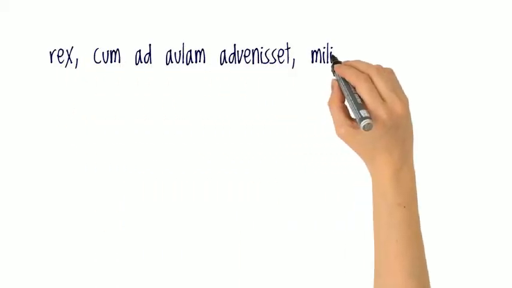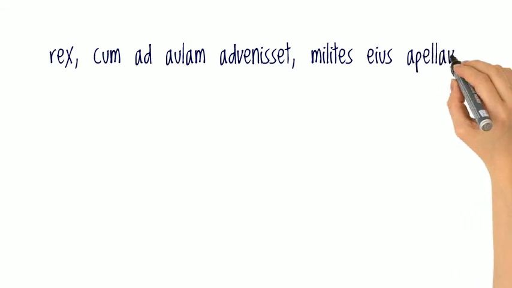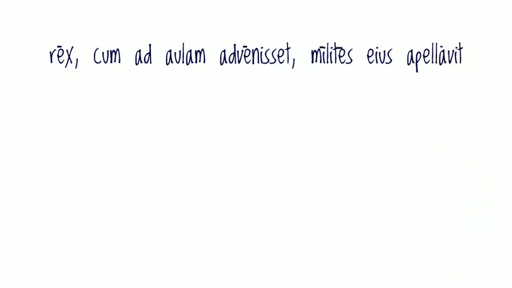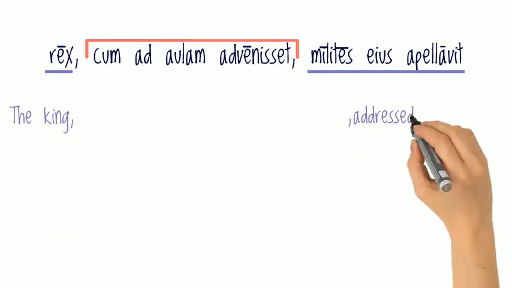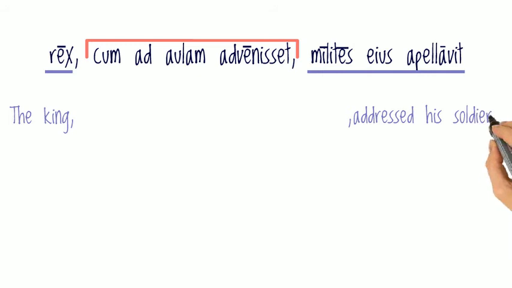Rex, cum ad aulam advenisset, milites eius appellavit. Can you see the subjunctive clause? It begins with cum, and it has advenisset, that subjunctive pluperfect verb. So everything outside of that clause is the main clause, and that's what we'll translate first. So we have: the king addressed his soldiers.